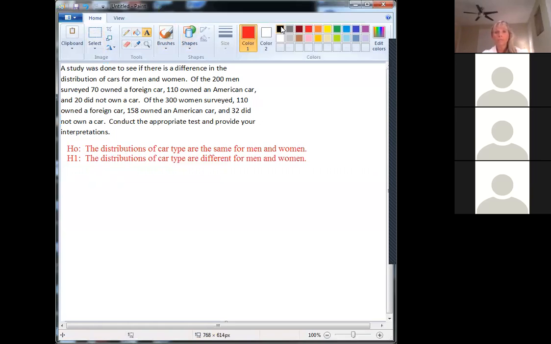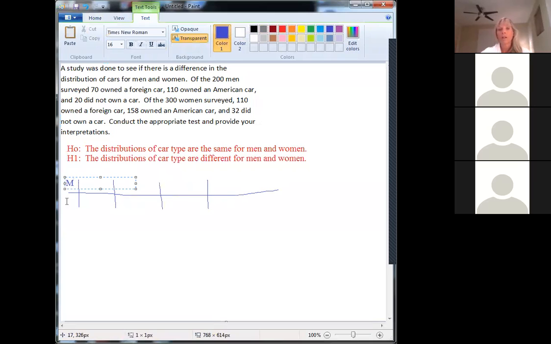Okay, unlike goodness of fit, here what we're going to do is we're going to have the observed for men and the observed for women. There's no expected. So only goodness of fit has an expected. So let me put in a little table. And we have, let's see, foreign, American, and none. And then we have men. I'll just use M for men. And women. So how about W for women?